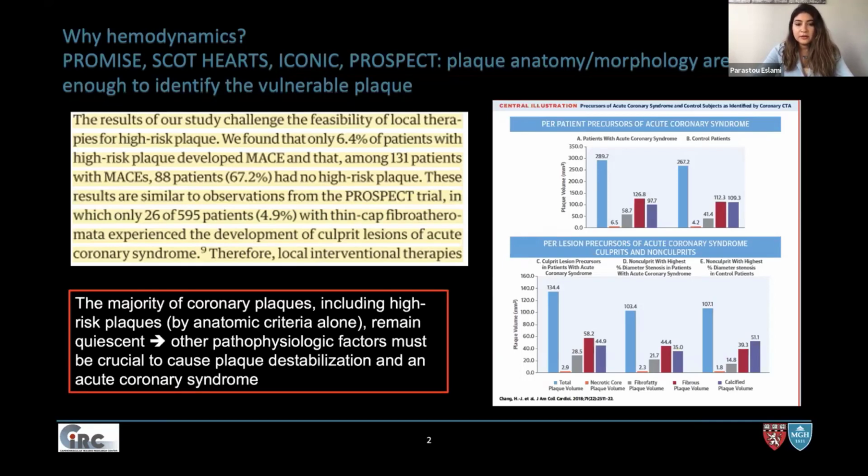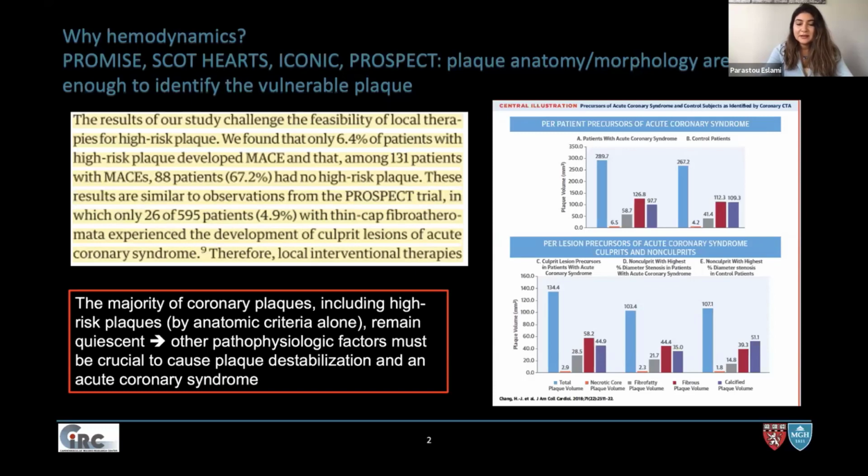Therefore, the majority of coronary plaques, including high-risk plaques by anatomic criteria alone, remain quiescent, and other physiological factors must be crucial to cause plaque disruption and an acute coronary syndrome. And we do need a hemodynamic factor to guide us through that.